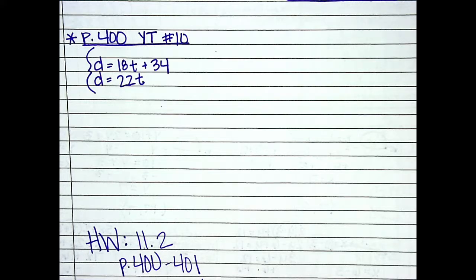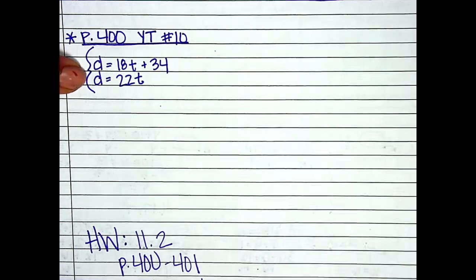Let D represent the distance the boats are from the port in kilometers, and T represent the amount of time in hours. The system of equations, D equals 18T plus 34, and D equals 22T, can be used to represent this situation. How many hours will it take for the second boat to catch up to the first boat? How far will both of the boats be from their port? Use the substitution method to solve this real-world application.